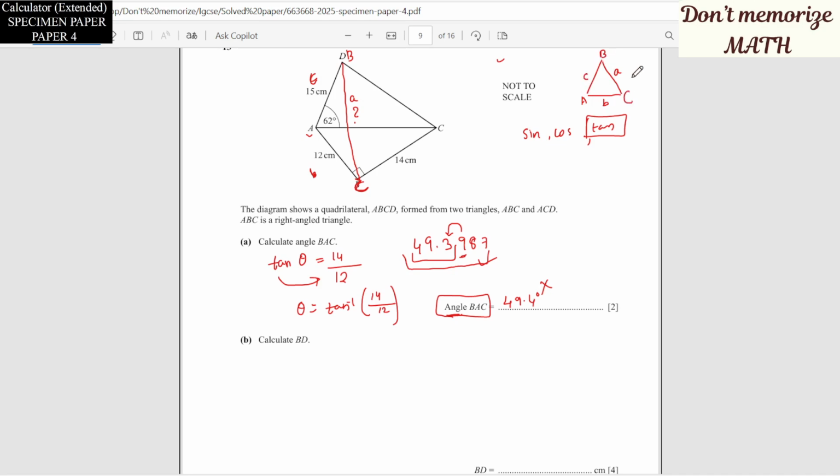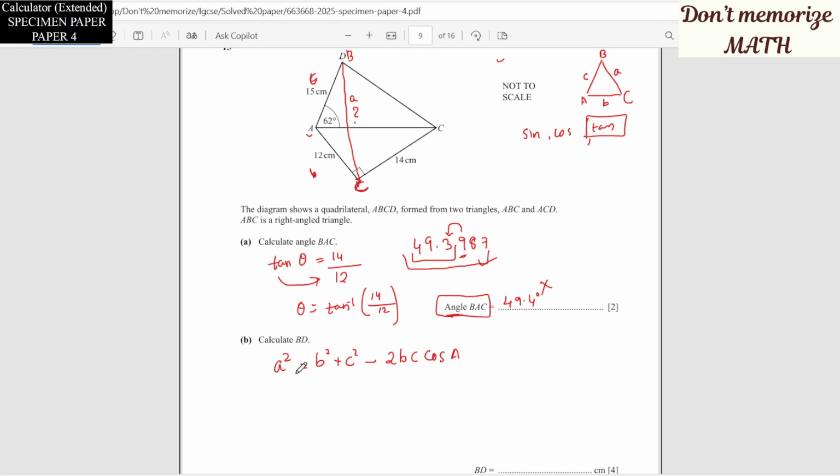Like this we are writing the cosine formula. So what is the cosine formula? a squared equals b squared plus c squared minus 2bc cos A. Okay, that's why I told you the missing side you can take as small letter a.